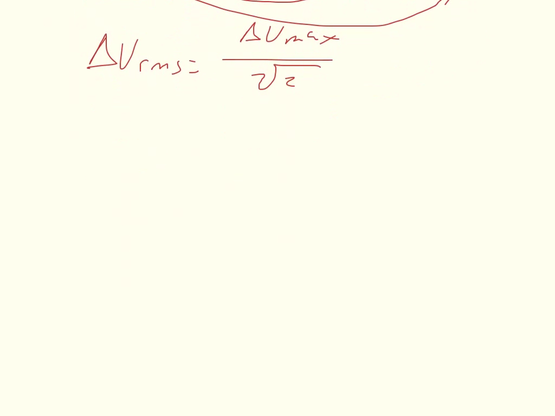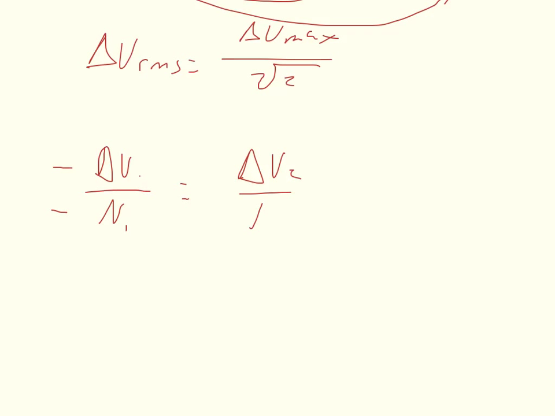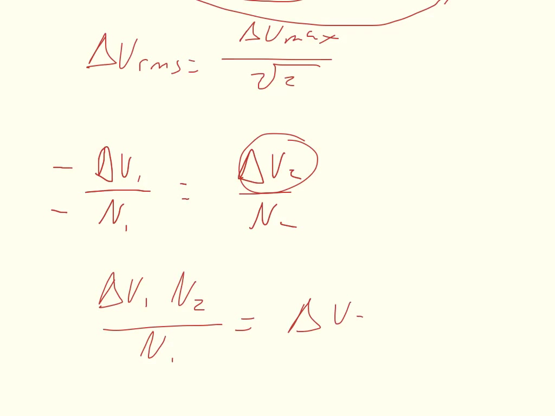So the equation that relates the ratio of the voltage to the number of turns: delta V1 over N1, the ratio of the voltage in the first circuit to the number of turns in the first circuit, is equal to delta V2 over N2. And all of these have to be in RMS, since I'm trying to solve for delta V2 in RMS. So I'll just solve for delta V2. Delta V1 times N2 divided by N1 is equal to delta V2.